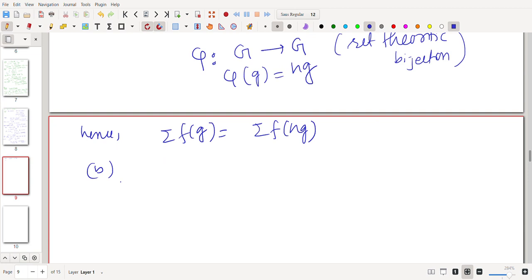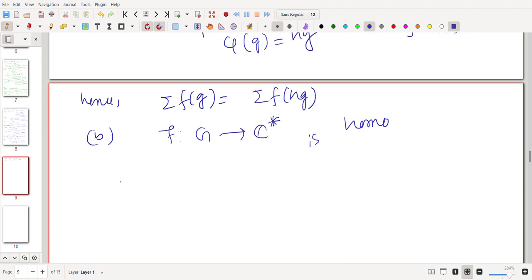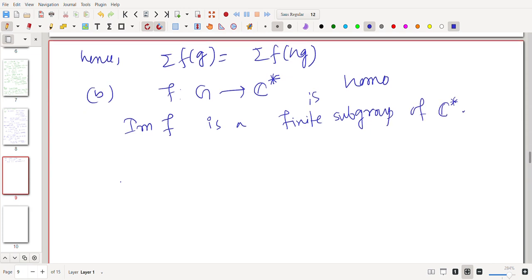B. Let C* be the multiplicative group of non-zero complex numbers and f from G to C* a homomorphism. G is the given same thing. Then I need to show either summation f(g) equal to 0 or summation f(g) equal to n. Okay. So this is a homomorphism, right? It means image of f is a finite subgroup of C*.